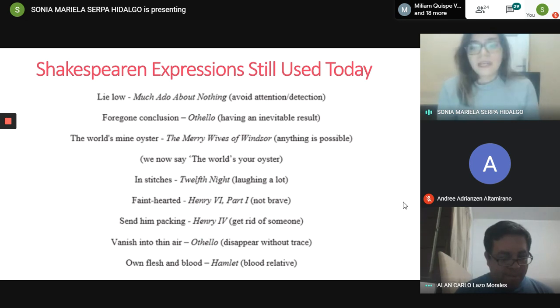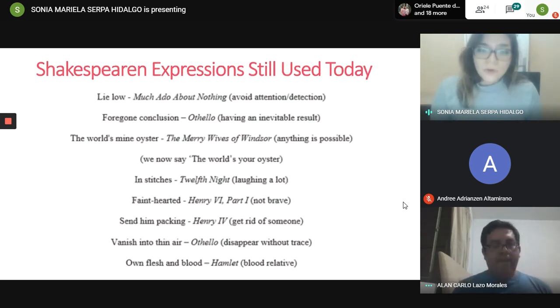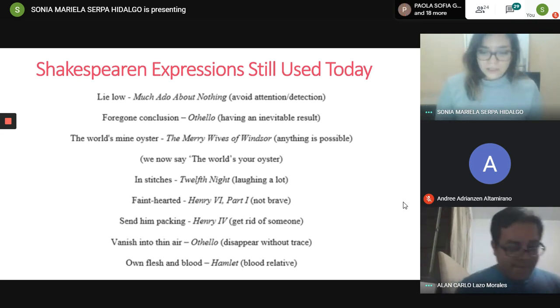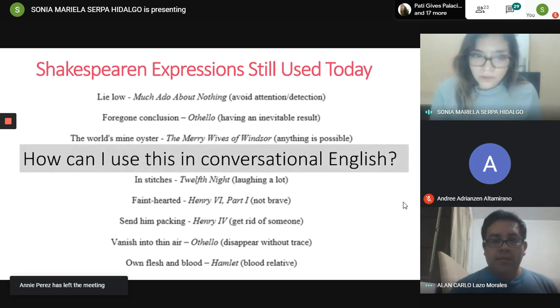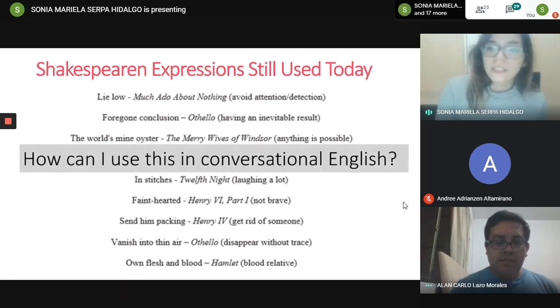Own flesh and blood is a blood relative. So these are words that Shakespeare has created, and we're going to see how we can use these in conversational English. You might say, oh, these are old. No, they're still used. So how can I use this in conversational English?